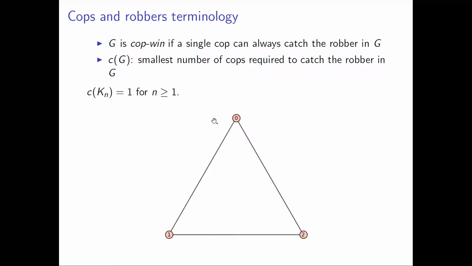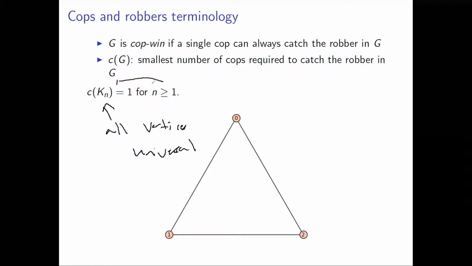And the complete graphs, as we discussed earlier, they also have universal vertices. So all the vertices in the complete graph are universal. And we saw that complete graphs were Copwin. And by definition, if a graph is Copwin, it has Cop number 1. So this is why we can say that complete graphs have Cop number 1.